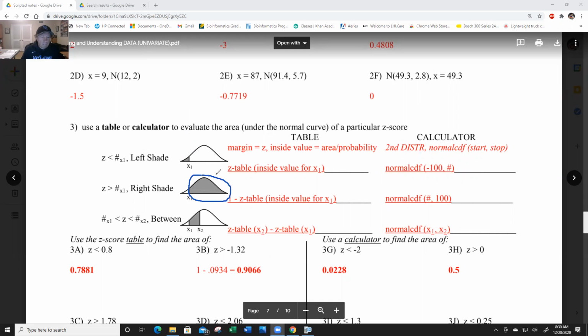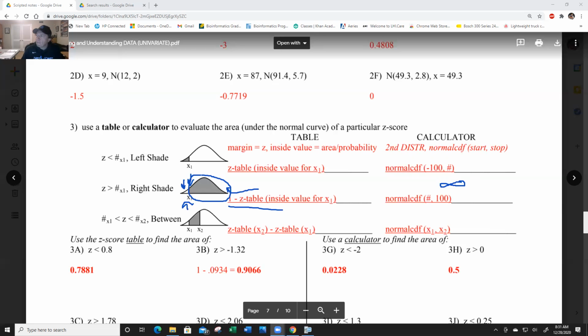The second way you could be doing this is shading to the right. You want to know the area above a certain number. Above a certain number, you're going to find that same z-score, and you're going to get a little number for the spot that's not shaded, and you're going to do 1 minus that z-table number, because we know the area under the entire curve is 1, or 100%. To do this with the calculator, the lower bound is your number, and the upper bound is positive infinity. You can't type that in, so you'll just type in 100 or 1,000.